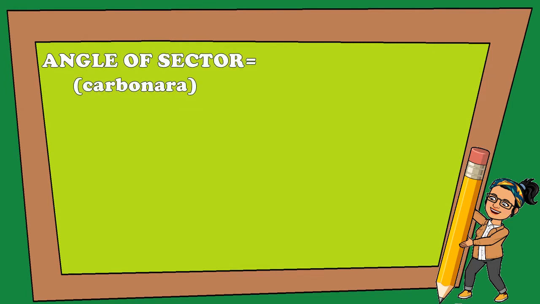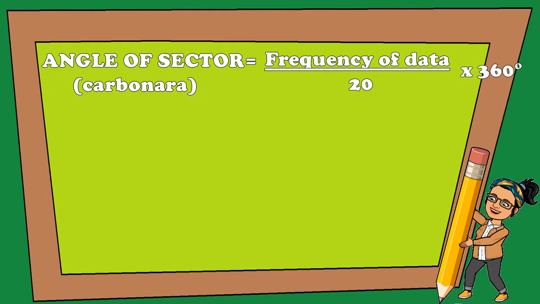Let's try the angle of sector for carbonara. Again, frequency of data divided by 20 times 360 degrees. The frequency of data for carbonara is 8. So 8 divided by 20 times 360 degrees. What will you get? The answer is 144 degrees.